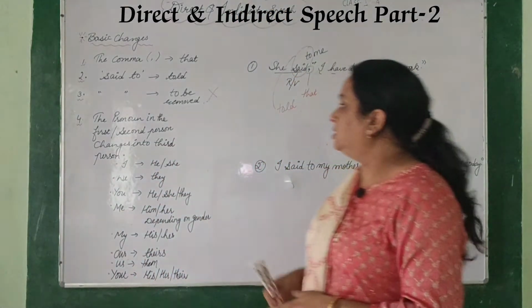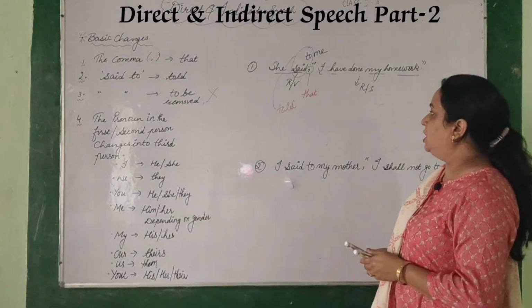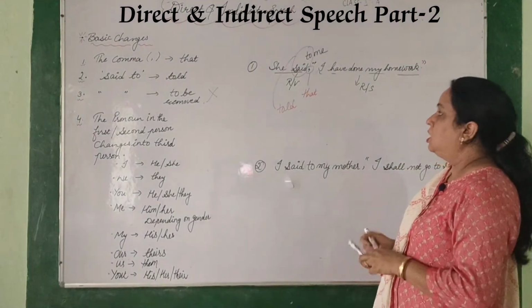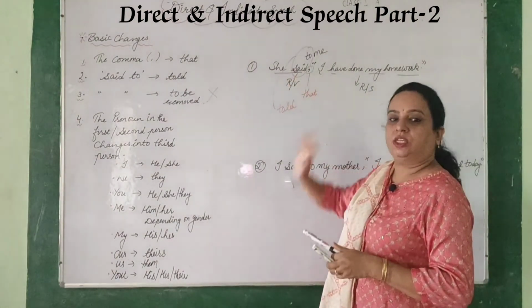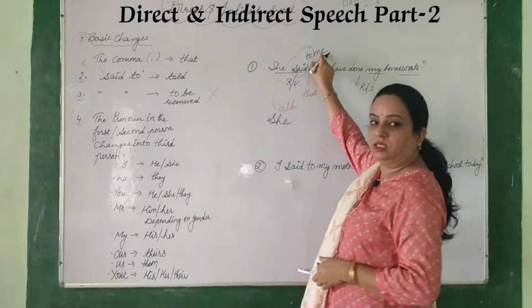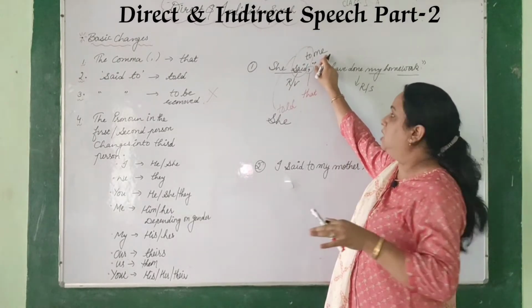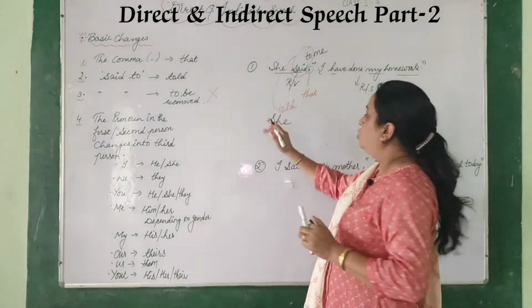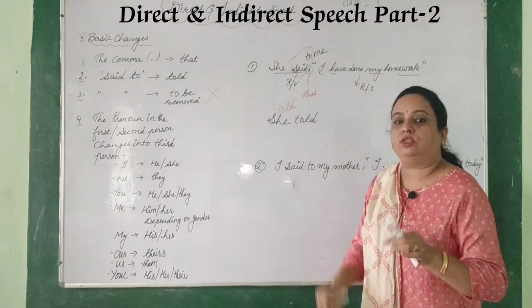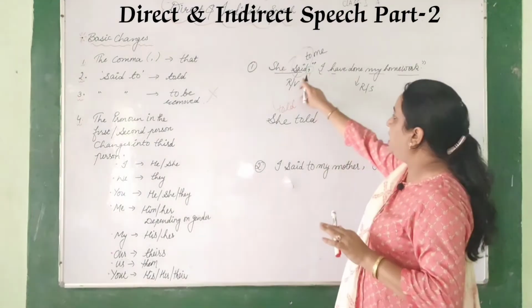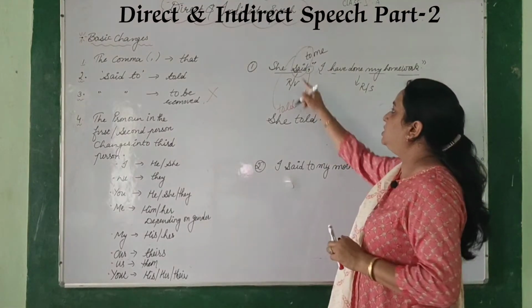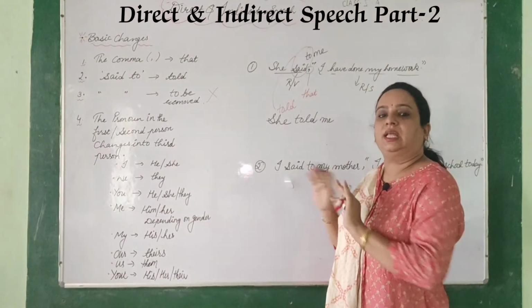Now let's practice this with the help of these examples which I have written here for you. So first we will take the same: "She said, I have done my homework." As we learned, she is she, that will remain the same. So she said to me. Suppose it is said, that will be said only, but if it is said to me, then said to changes into told. But if it is said only, it is written as said. So I am taking right now said to me. So she told me, but if it is she said, then it is she said, that's it.